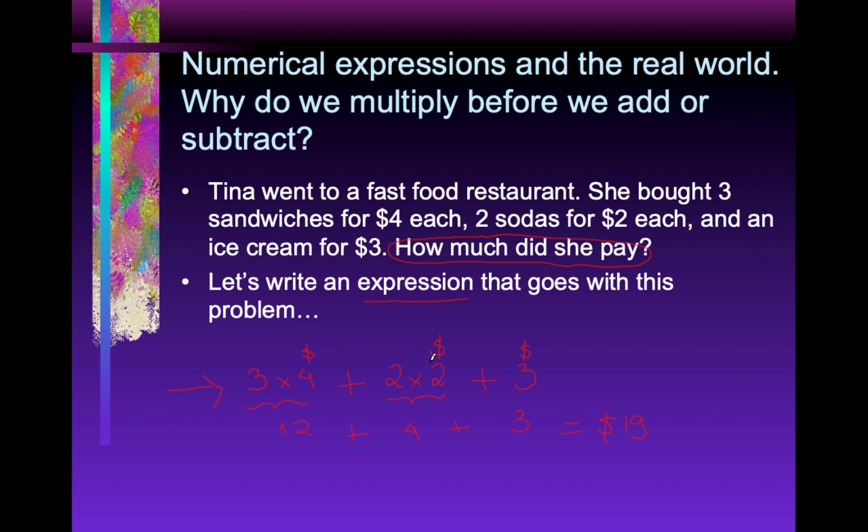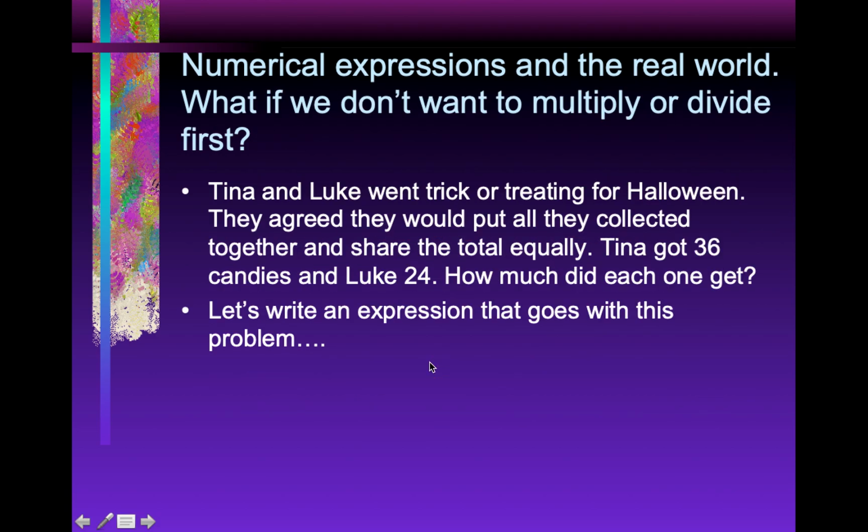Let's look, though, at this last example. Remember that guy in the video said that we should be doing the parentheses and the brackets first, then the exponents, and then the multiplication and division from left to right, and then the addition and subtraction from left to right. Right? So let's go over this problem together and write an expression first to see how it would be written. Tina and Luke went trick-or-treating for Halloween. They agreed they would put all their collected candy together and share the total equally. Tina got 36 candies and Luke got 24. How much did each person get?